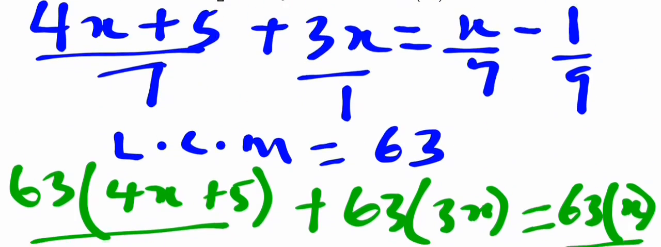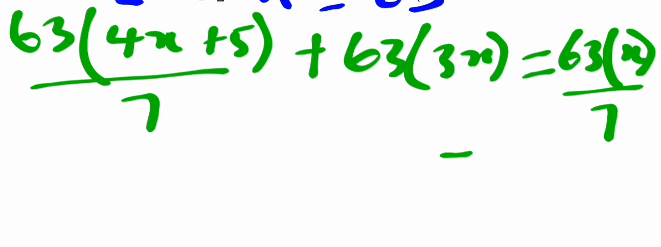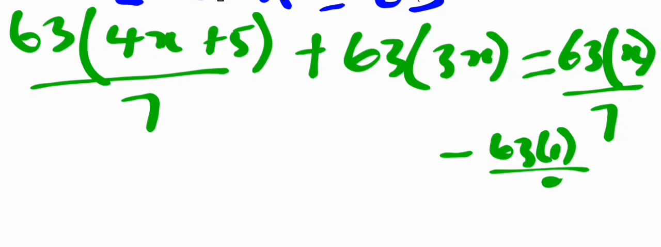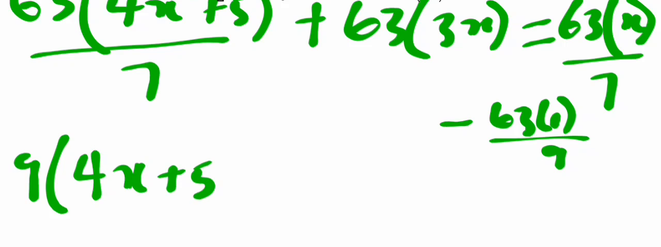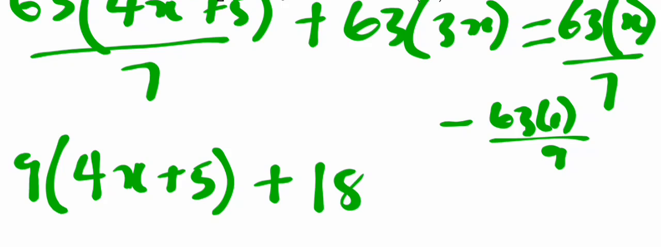Then you multiply with the last one too, then minus 63 times 1 over 9. By the time we go further by simplifying this one, we can see from here that 7 will go in 63, that's 9. So still maintain your bracket, that's 9 into bracket 4x plus 5. That's plus, you can multiply this, 63 times 3, that will give us 189x.